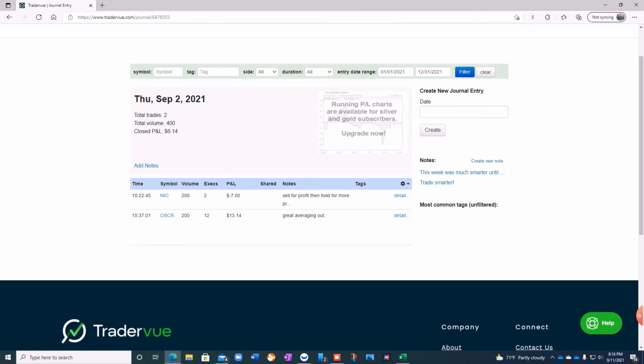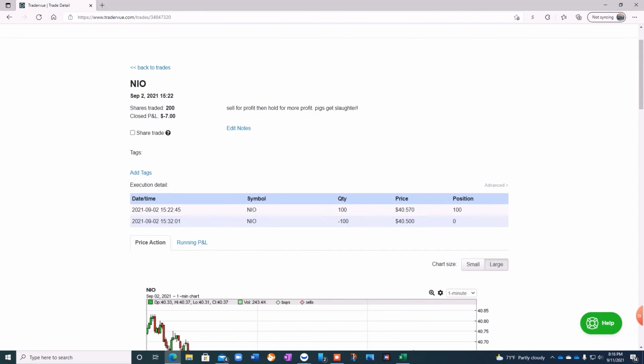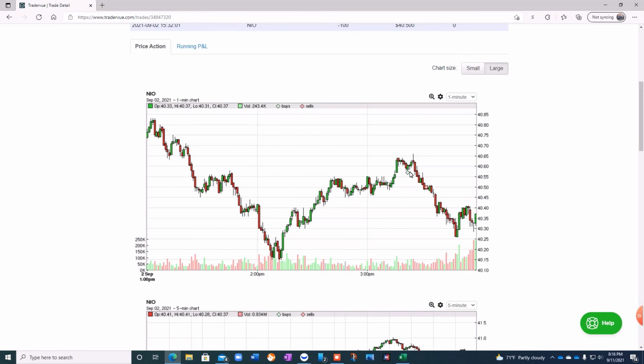Yeah. Sell for profit, then hold for more. Okay. Oh, that was for buying. See, I should have sold up here. I was wondering what this note was: sell for profit, then hold for more profit. Pigs get slaughtered, and they do. See, I bought in at the very low, and instead of selling into this spike, I waited for a bigger move because it wasn't an uptrend from down here, and it came crashing right back down to this level.